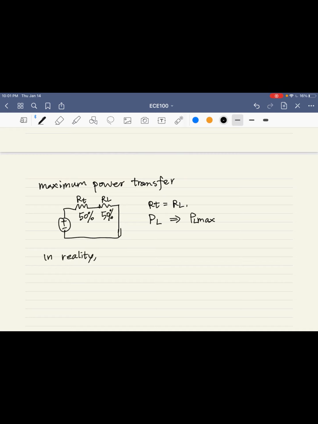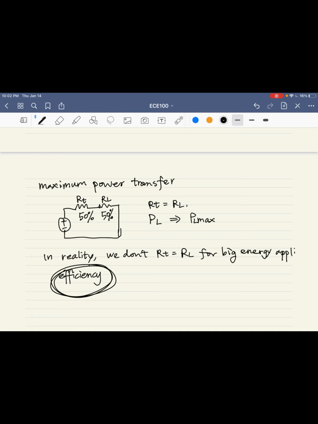In reality, we don't use this for big power applications, because when the power is big, when the energy is big, you'll find out that 50% of it is wasted on other things instead of the load. That is not what we want, right? So we also need to balance efficiency against this.